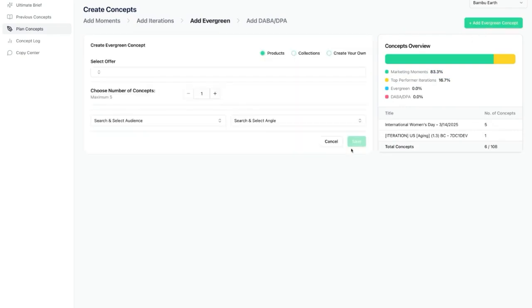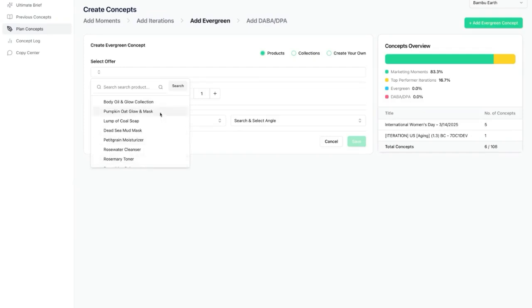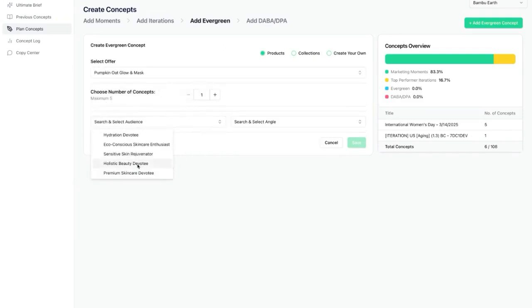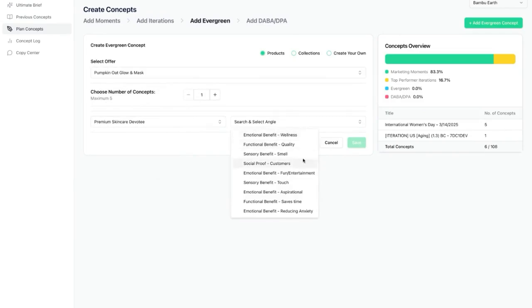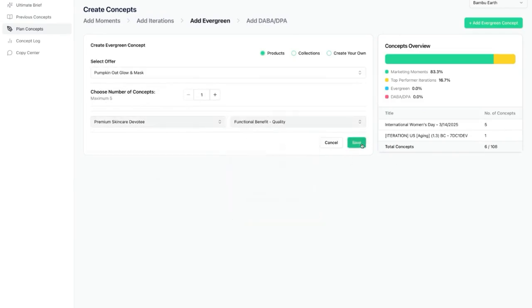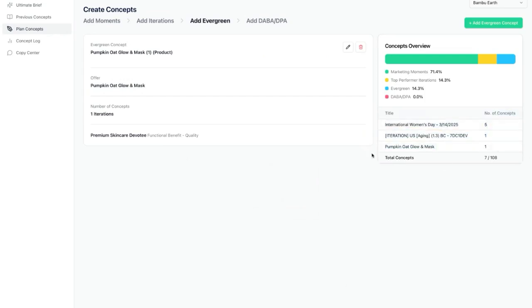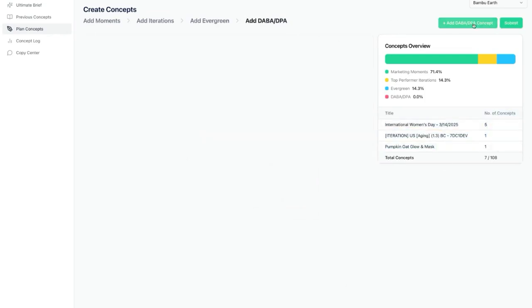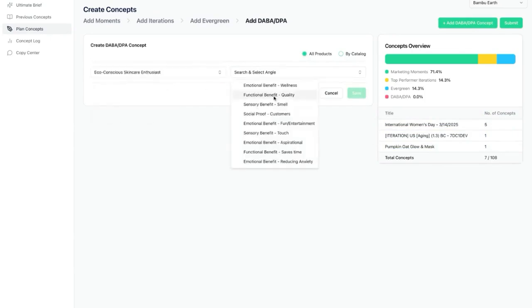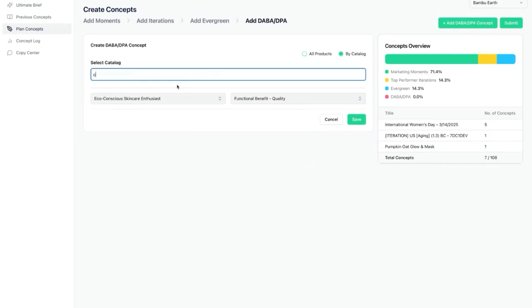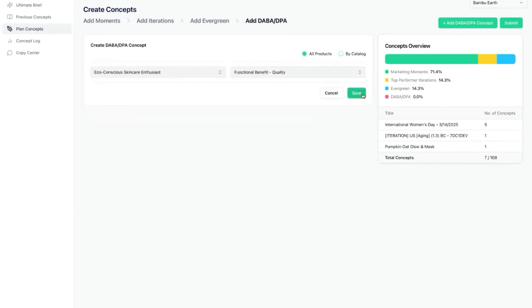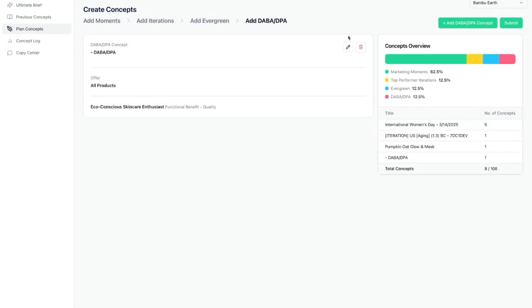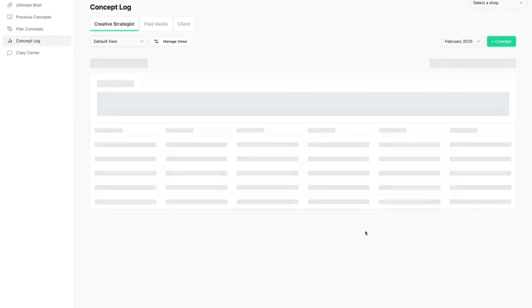Then I can go through evergreen. Again, same idea. I want to sell the pumpkin oak glow mask. We're going to sell it to premium skincare devotee, and we're going to talk about quality. Great. Cool. Planned. Then I can go through my DABA DPAs, right? I can select a specific catalog. Let's do it as the skincare catalog. I don't know the names of Bamboo's catalog, so I can't actually find them there, but whatever, you get the idea. Okay. So the point is all these different ways to create concepts. I submit these and I've started the process of building my concept log.